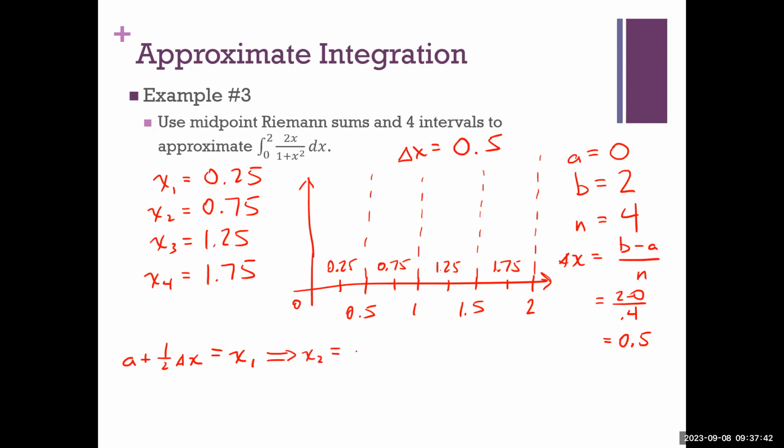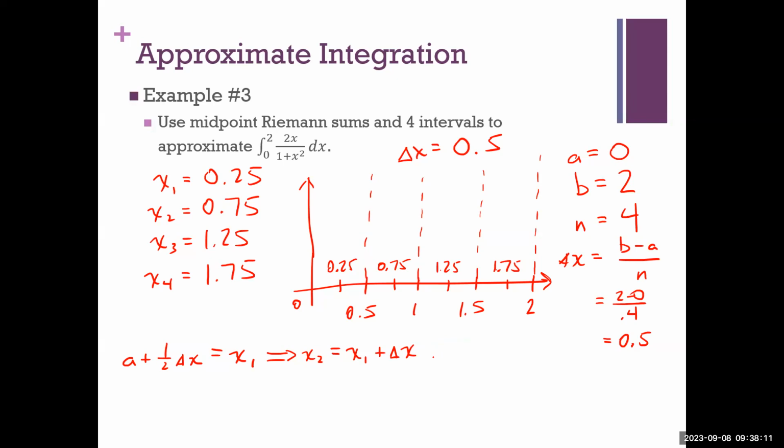You can add a delta X to what? Right. You can just add a delta X to X1. And then where would X3 be? You can add a delta X to X2, or you can add 2 delta X's to X1. So take advantage of the fact that Riemann defined all these things for regular, consistent, predictable behaviors.